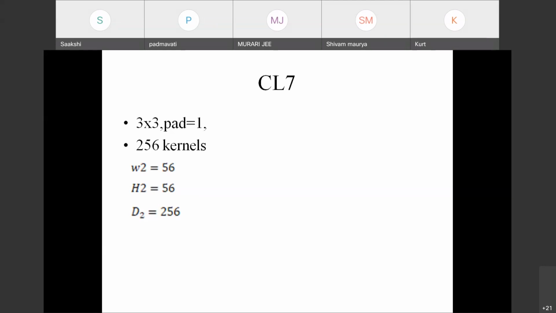Set the input depth, and you will take the depth of kernel as same as depth of the input for this particular operation. It should be 3 cross 3 cross 256 plus 1 multiplied by 256. Correct?